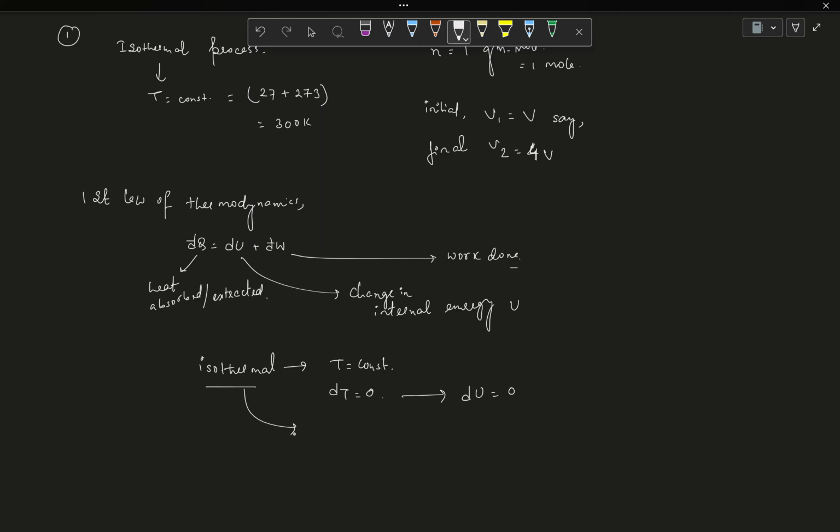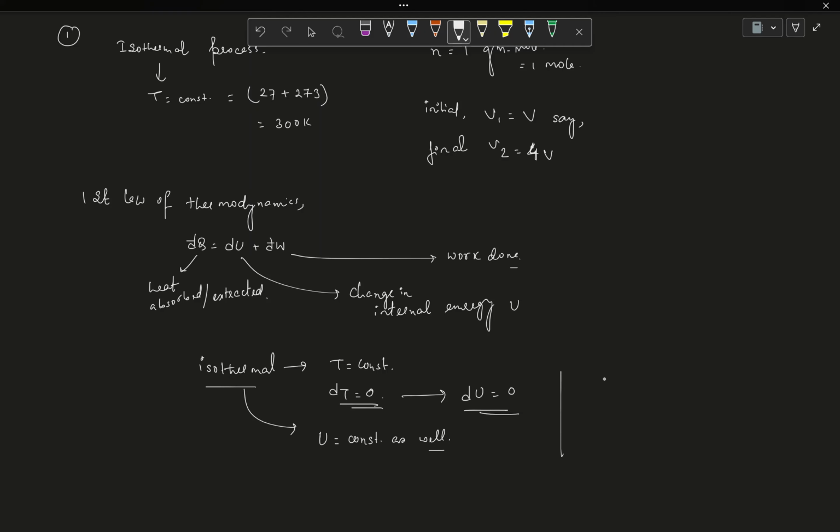So this is the rule: if you are taking an isothermal process where the temperature is constant at some T, and so dT equals 0, that means the internal energy U will also be constant. So this is given that if dT equals 0, then dU will also be 0. So for an isothermal process, your change in internal energy will be 0.